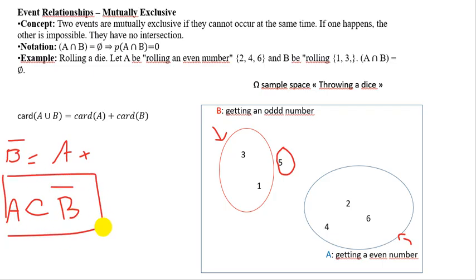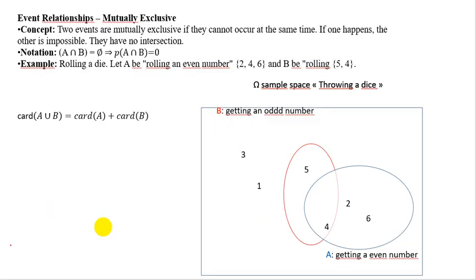Now let's see in case they are not mutually exclusive. For example, here we have A the same, so getting an even number, 2, 4, 6, while B is getting 5 and 4. Now in this case we have a common element, which is 4, so they have something in common.